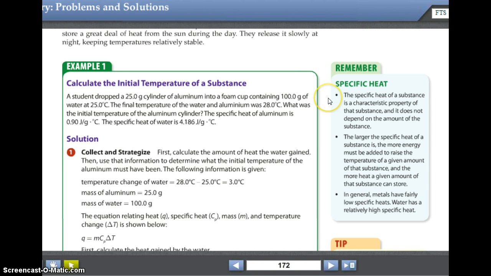Remember, specific heat. The specific heat of a substance is a characteristic property of that substance, and it does not depend on the amount of the substance. The larger the specific heat of a substance, the more energy must be added to raise the temperature of the given amount of that substance, and the more heat a given amount of that substance can store. So in other words, if you have a big specific heat like water does, it takes a lot more energy to raise the temperature of water. You know that. You know it takes a long time to boil water. In general, metals have fairly low specific heat. Water has a relatively high specific heat.